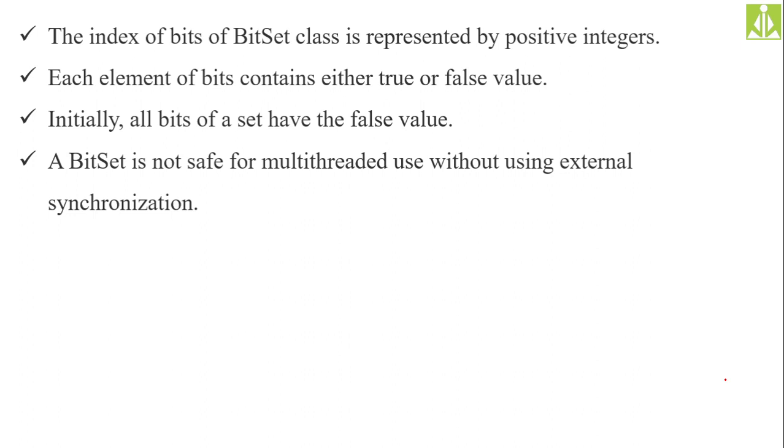That is what. Okay, so each element of BitSet contains either a true or false value. Initially when you create the BitSet with some size, all bits will be assigned false. All the bits will have false.